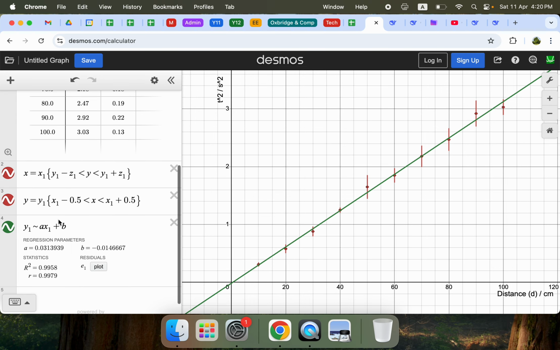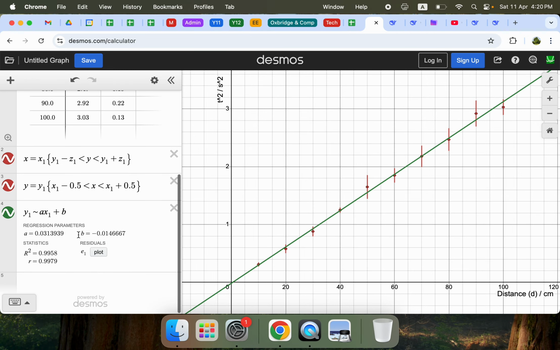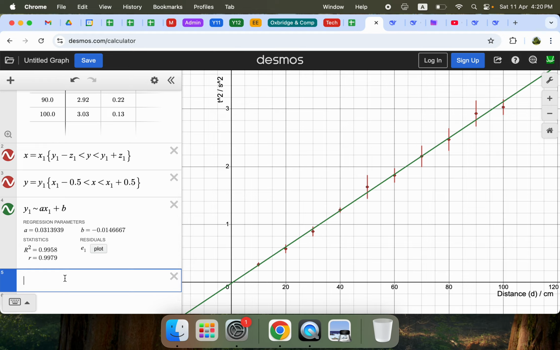The best fit line has been given here. The slope is 0.03139 roughly, the y-intercept negative 0.0146 and so on. But I want to find the uncertainty of these parameters. So I want to try and draw the least steep line that goes through all these error bars and the most steep line that goes through all these error bars. It's a little bit annoying to do, but it's also not that hard.